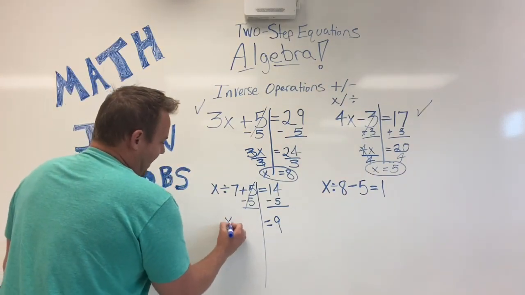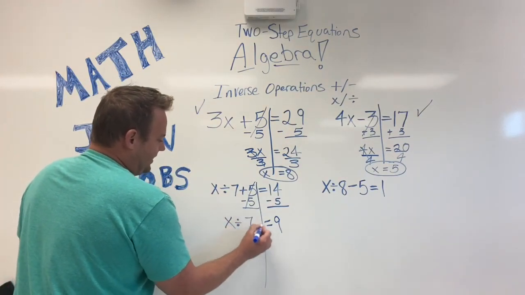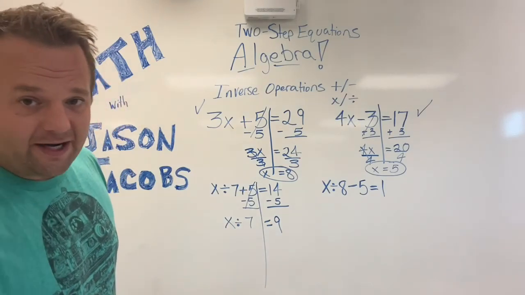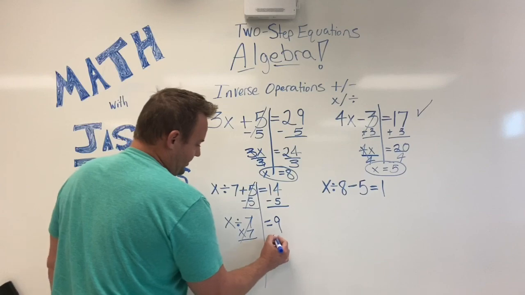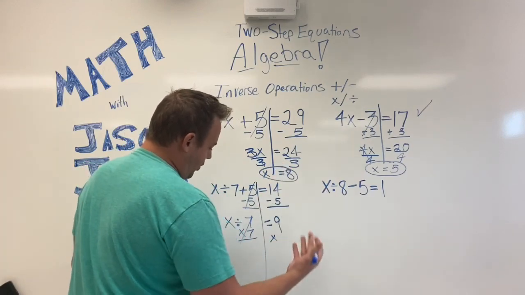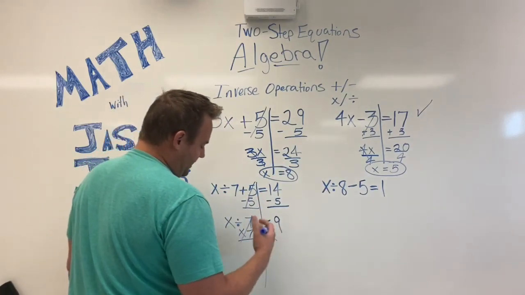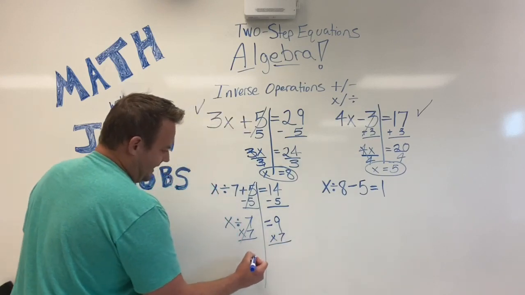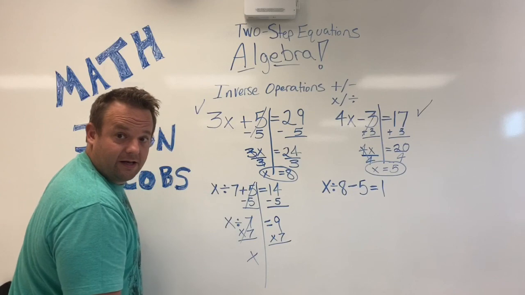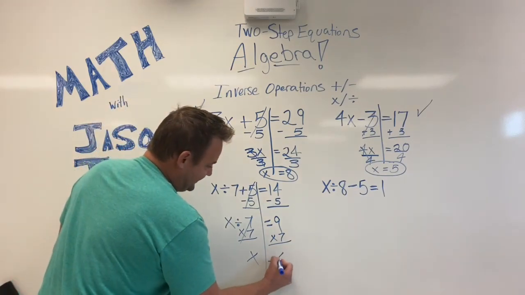So now you have x divided by 7 equals 9. The inverse of dividing by 7 is multiplying by 7. So multiply by 7 here, cancels. Well, it doesn't really cancel, it becomes a 1, and then x divided by 1 is just x. So multiply by 7 here, and now x equals 63.